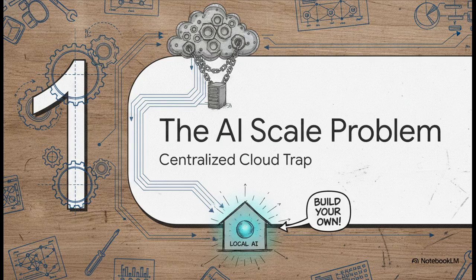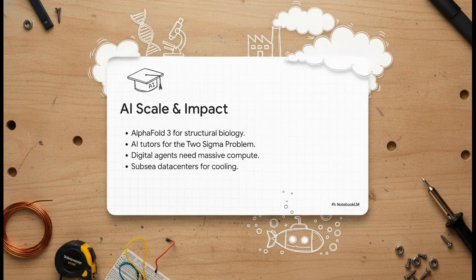Section 1. The AI scale problem. The centralized cloud trap. Make no mistake, AI is driving the largest infrastructure build-out in human history. We've got AlphaFold 3 completely revolutionizing structural biology and drug discovery. AI tutors are tackling education's 2 sigma problem over at places like Khan Academy. But to power these billions of digital agents, we're seeing an absolutely massive surge in CapEx, capital expenditure, just for raw compute power. It is creating an insatiable demand for gigawatt data centers.